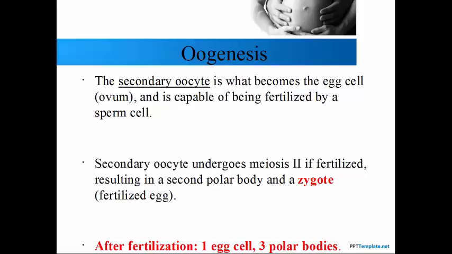So the zygote is how we all start off, the fertilized egg. We all start off as one single cell. When a sperm cell meets an egg cell, that is the zygote. From there, that one cell becomes 2, and then 4, 8, 16, and so on. So after fertilization, a woman will have one egg cell and then 3 polar bodies.